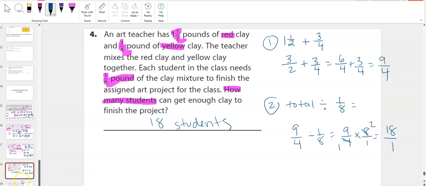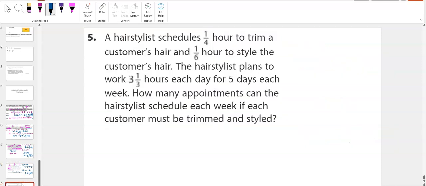All right, last one. A hairstylist schedules 1/4 hour to trim a customer's hair and 1/6 hour to style the customer's hair. 1/4 hour to trim, 1/6 hour to style. The hairstylist plans to work 3.5 hours each day for 5 days each week. How many appointments can she schedule each week if they both need to be trimmed and styled? Now, this one's going to be a little bit more.